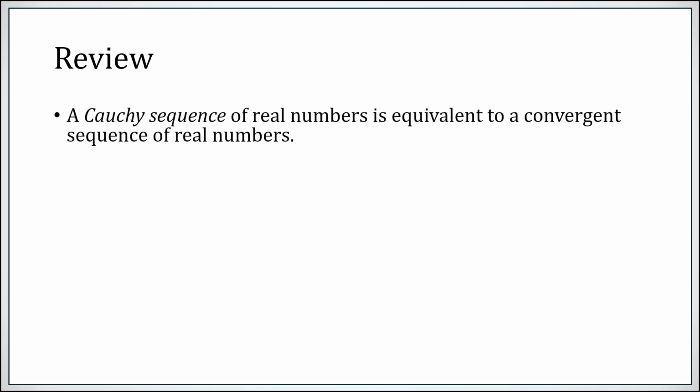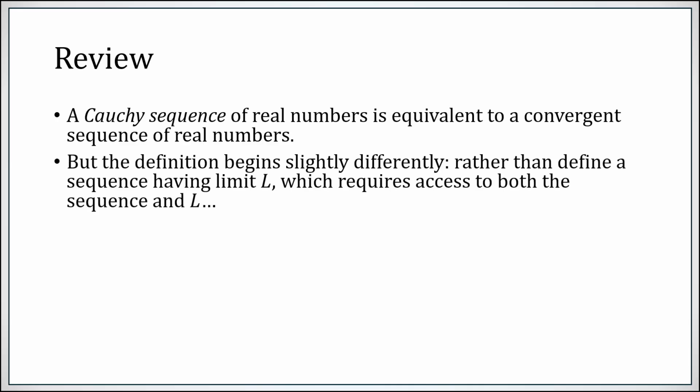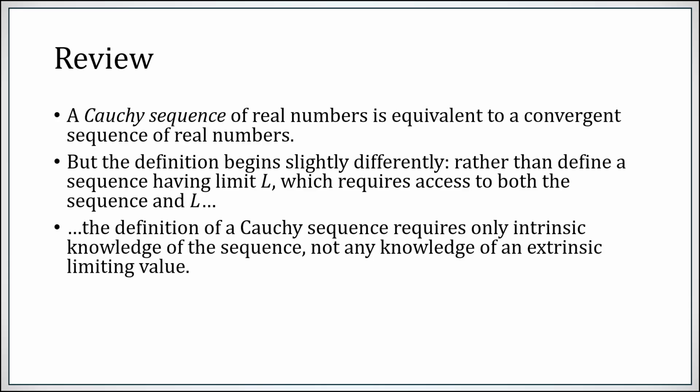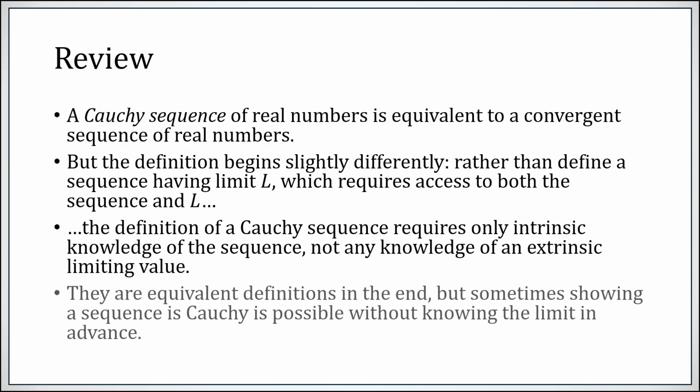So let's review what we talked about. A Cauchy sequence of real numbers: ultimately, we showed this definition is logically equivalent to a sequence converging. It was an if and only if after all. But the definition begins a little bit differently. Rather than needing to define a sequence having a specific limit L, which would require us to know what the limit is before we can attempt to prove that the limit is L, the definition of a Cauchy sequence only requires us to be able to compare terms of the sequence to other terms of the sequence without knowing in advance what the limit is supposed to be. So they are equivalent definitions in the end, but sometimes it's possible to show a sequence is Cauchy without needing to know in advance what that limit is supposed to be.